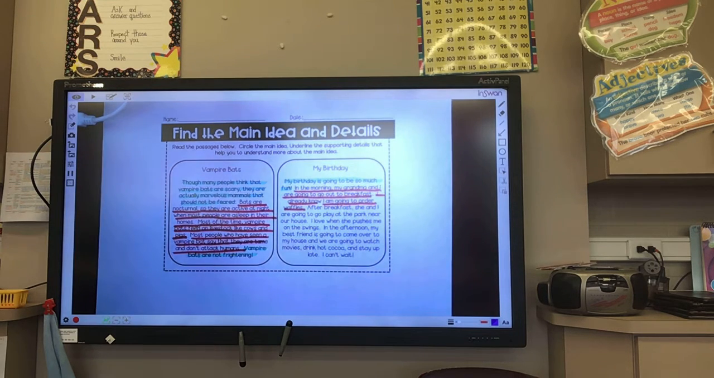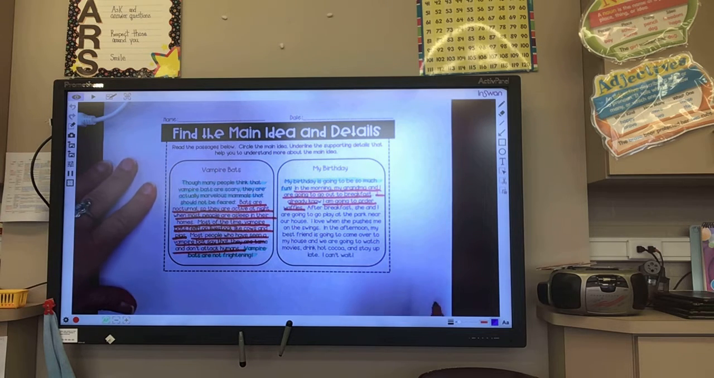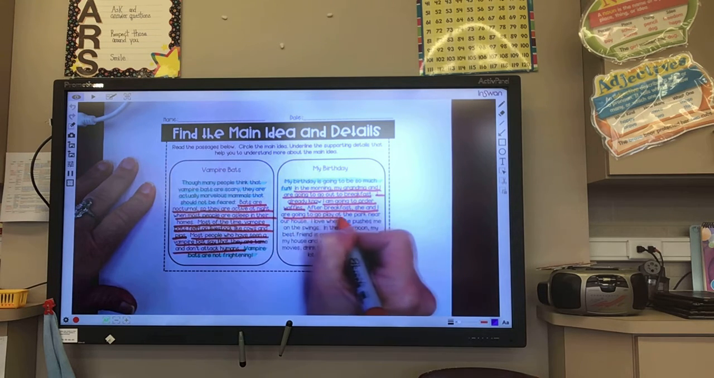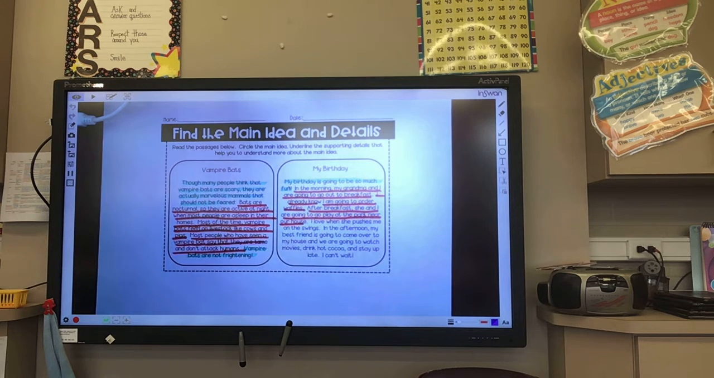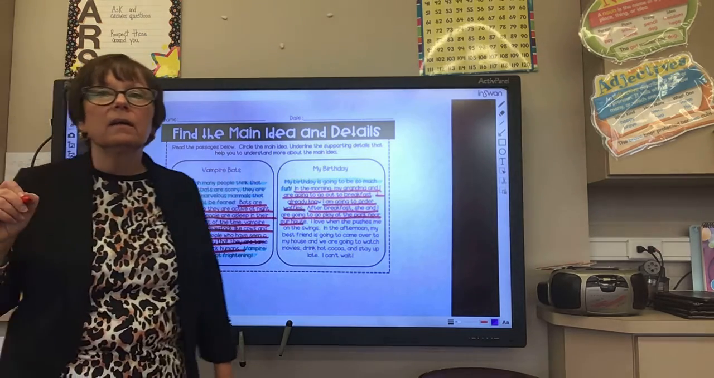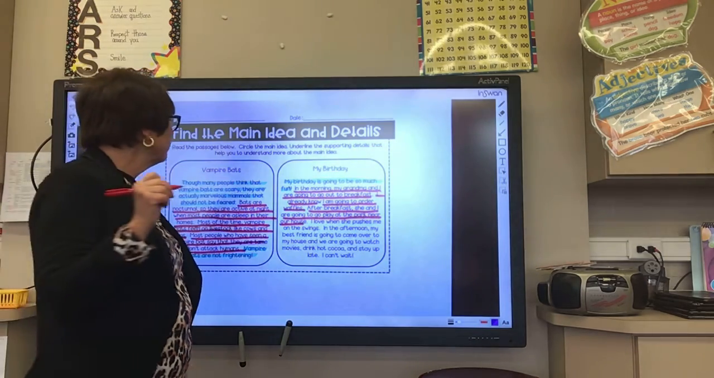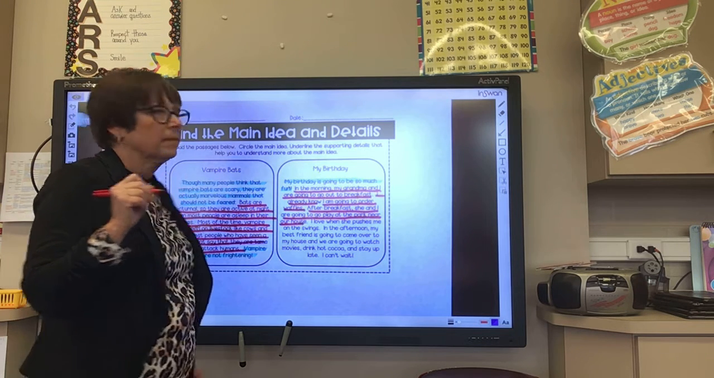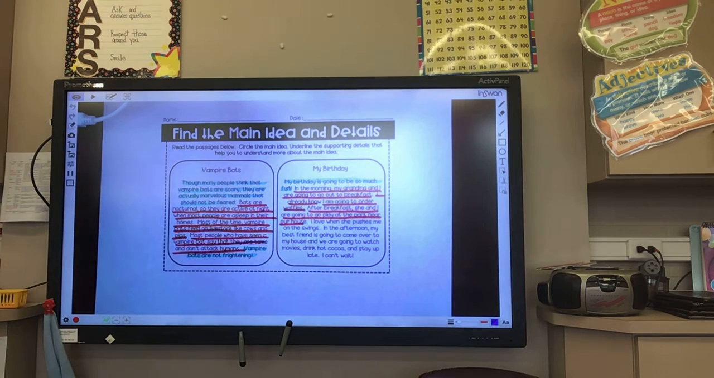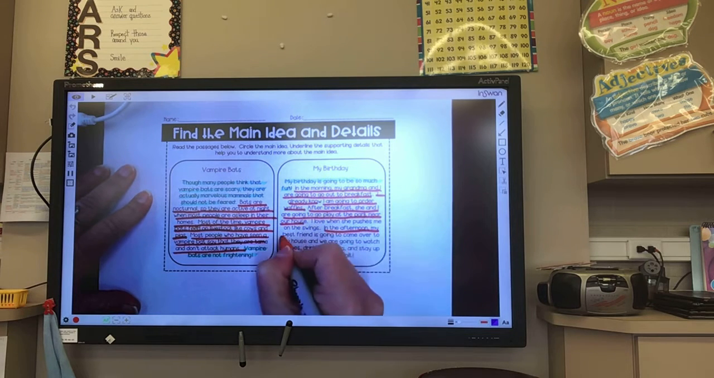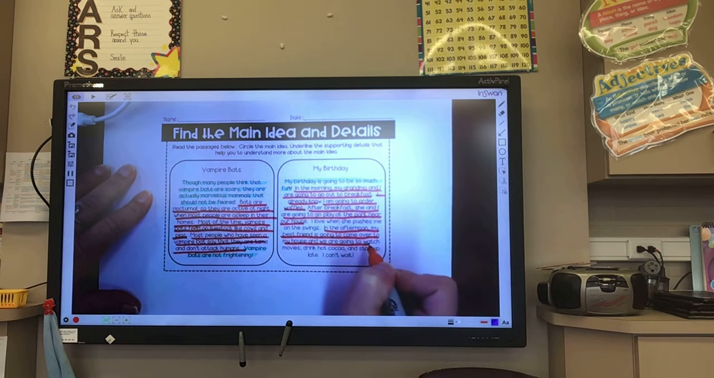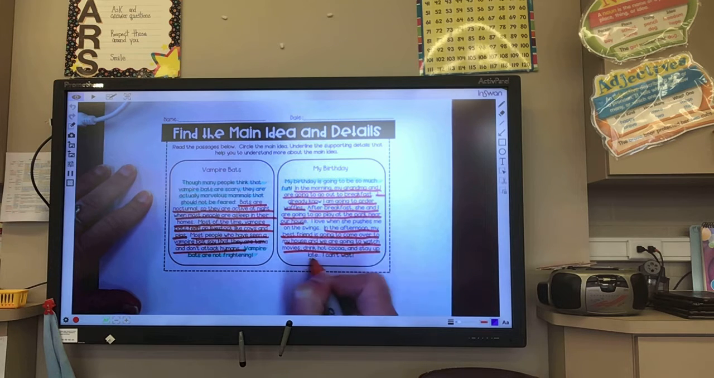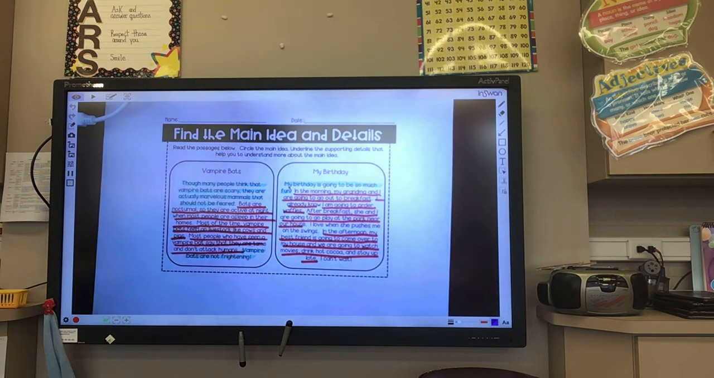What else? Leah? After breakfast, she and I are going to play at a park near our house. Okay, they're going to do that. What else? What else is going on? Sophie. In the afternoon, my best friend is coming over to my house. Yes, in the afternoon, my best friend is going to come over to my house and we're going to watch movies, drink hot cocoa, and stay up late. Perfect. Those are all the details.